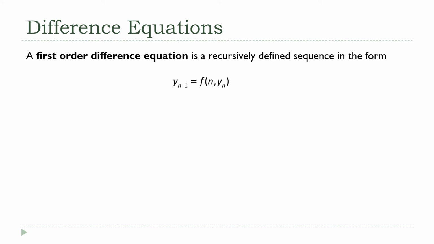A first order difference equation is defined as a sequence where each term is a function of the previous term and possibly the number of the term. The first order part means that each term is defined only in terms of the previous term of the sequence, and possibly n as well. More complex versions of these equations can be defined in terms that go further back in the sequence than just the most previous one.